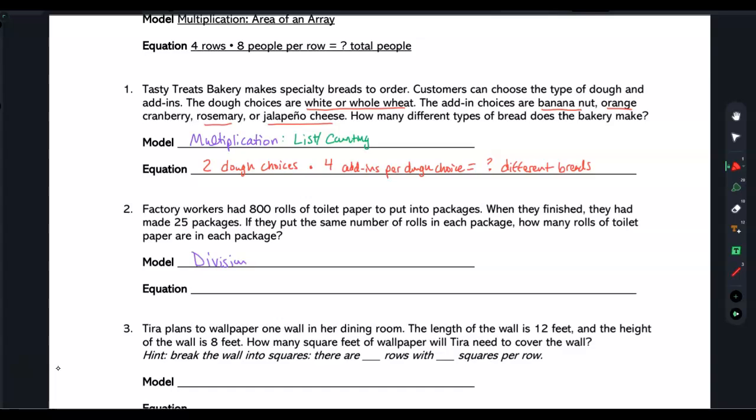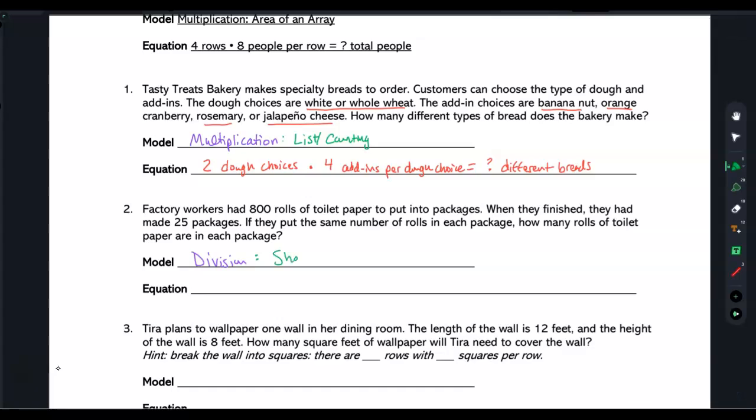If you know how many go in each group, then that would tell you that it is an equal grouping problem, right? If you know how many are in a group. In this case, I know my total. I've got 800 rolls of toilet paper. I know how many packages. And in this case, my packages would be my groups. I don't know how many are in each package, right? So this would be our sharing or partition problem.